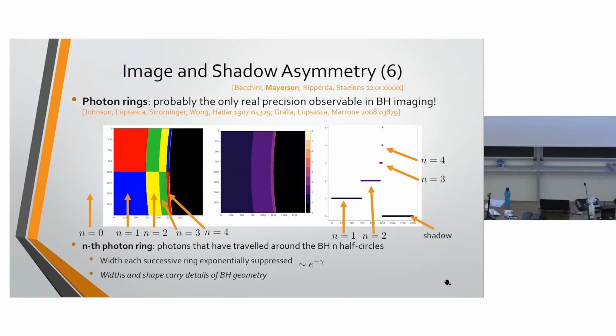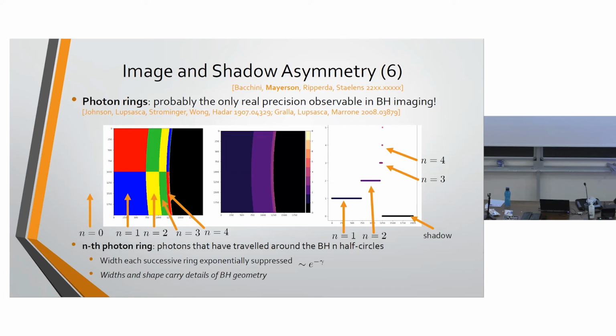And just to make a comment about observability, with EHT currently, you don't expect to see all of these photon rings. We don't have the resolution for this. There are ideas for some space-based imaging that might let you see the n equals 2 ring, and that would be enough to look at the n equals 2 shape. But to really measure successive widths of these rings, you would need to go even higher, and so this is not in the cards for the near future, I would say. Okay, so I'll finish up.